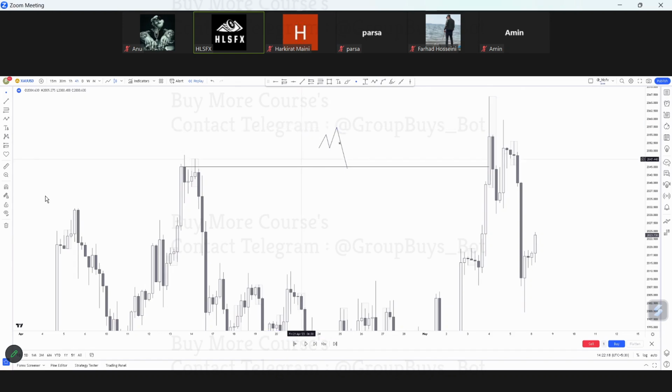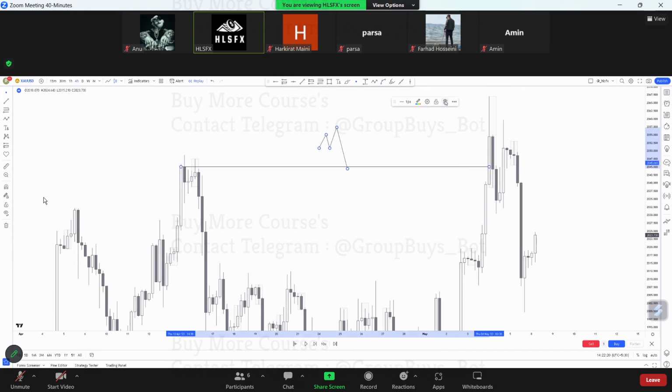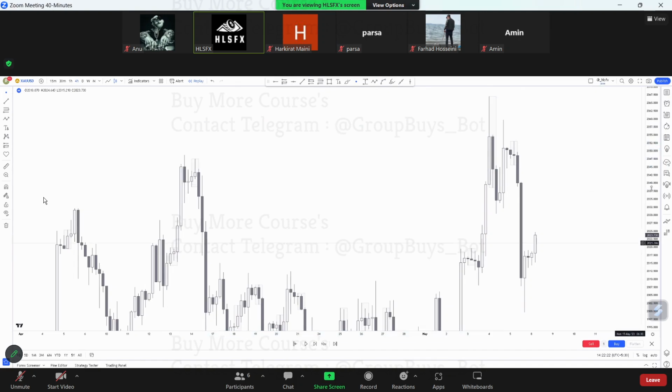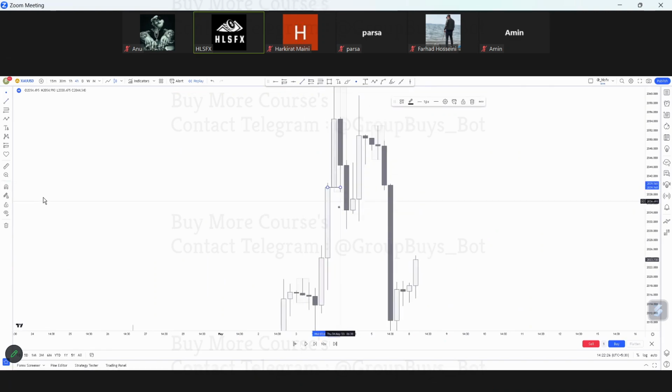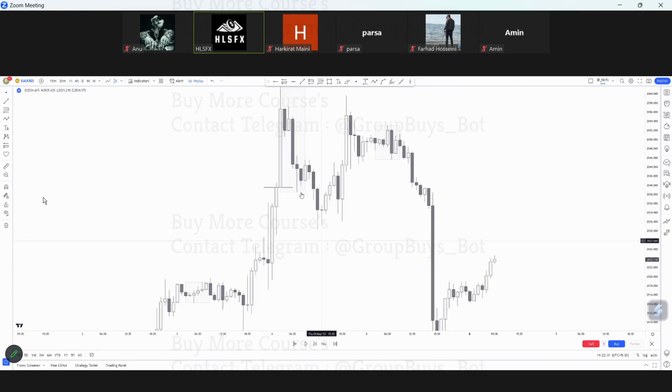Okay. If nothing happened like this, then it's still valid. Now, if you look at this one here, price tapped here. What is the time frame? It's 4 hour. Let's go to the 1 hour to look for a breakout.